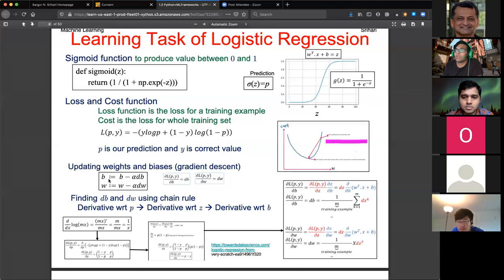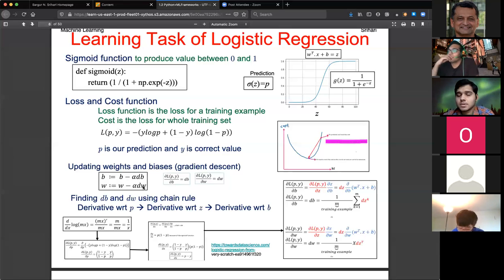It says B is changed to B minus alpha dB, and W is changed to W minus alpha dW. And what is this dB and dW? Alpha is a learning rate. It is simply saying how much of a change you want to make on the B. You want to make a lot or only a little bit. And that is the learning rate. If you make too much of a change, it can overjump or overshoot where you're trying to change it to. So a small value of alpha is going to take a longer time to change it.